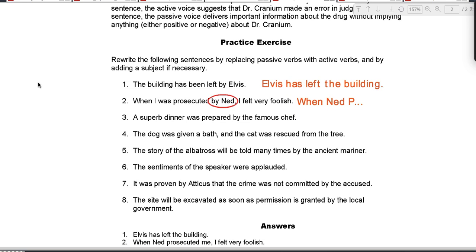Now next, a superb dinner was prepared by the famous chef. What is super? Super means very good quality, wonderful. Here it is superb, the same. Super and superb are both the same. Again, "by the famous chef" will help. Let me do this one by myself. Good.